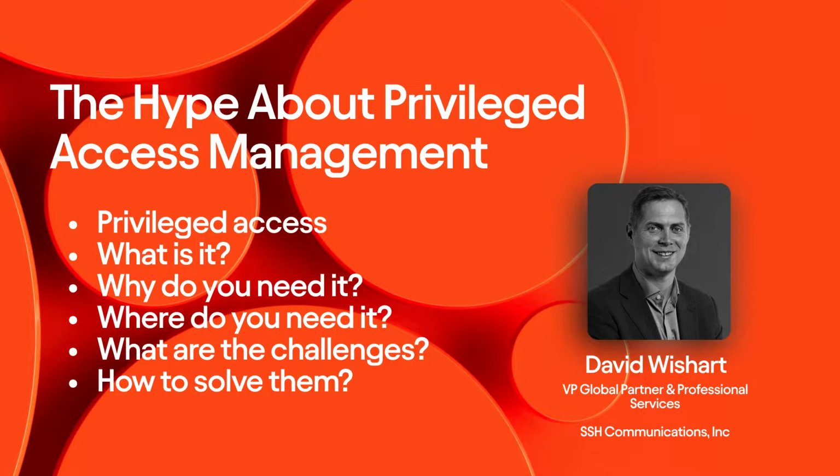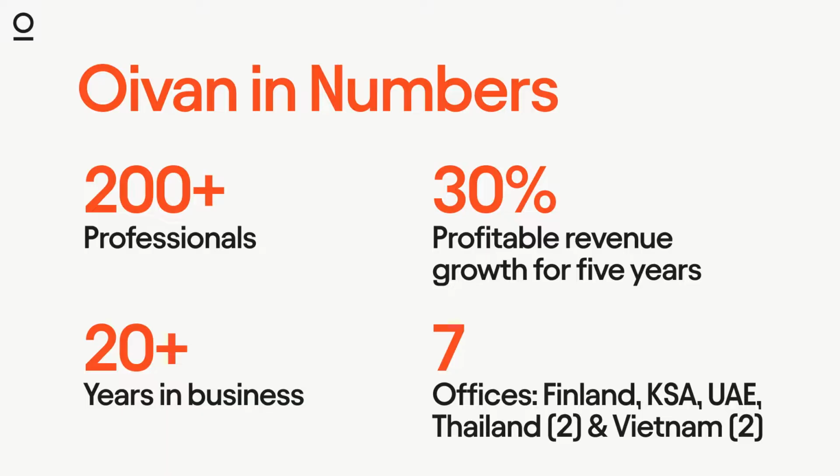Before we go to the topic, I have a few words about what is Oivan. We've been in the business more than 20 years. We are more than 200 people in 7 locations, headquartered in Finland. And we have locations in Southeast Asia, 2 locations, mainly for developers and some business there. And especially in the Middle East, we have 2 locations there in Riyadh and in Dubai, where our main business is.